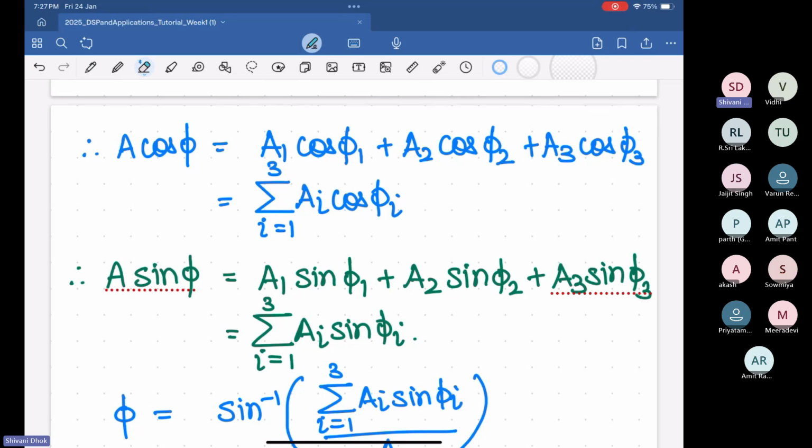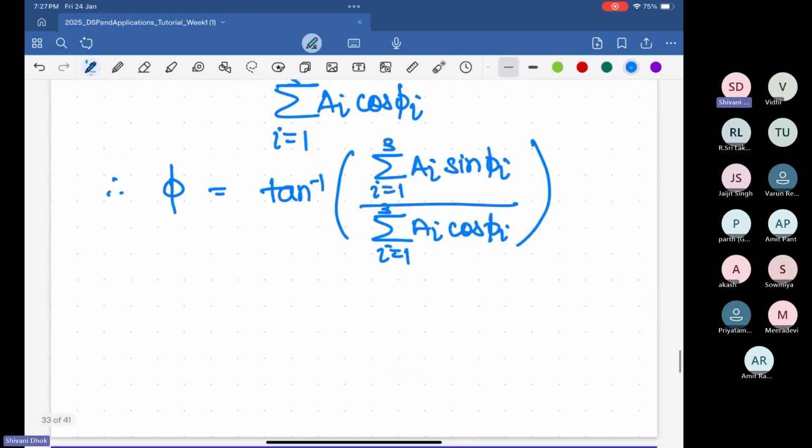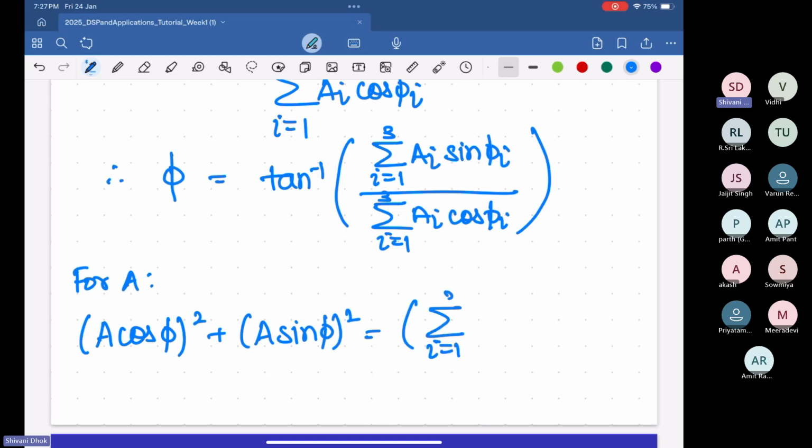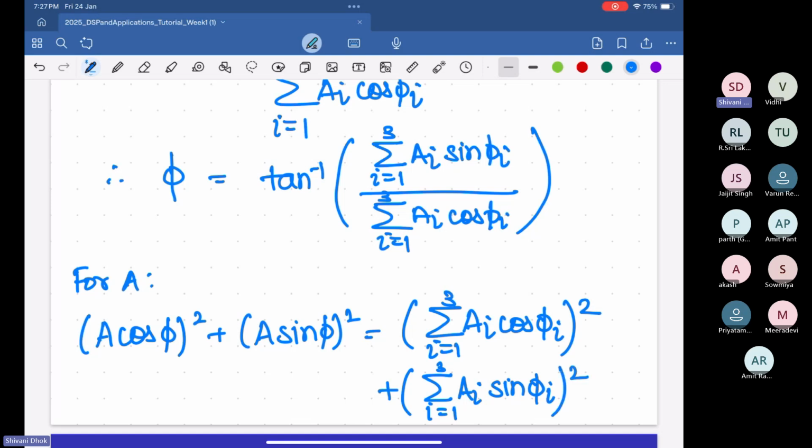However, we need to figure out how we will find the value of A. So for that, what we will do is add the square of this and the square of this. So for A, we will do (A cos phi) square plus (A sin phi) square, which is equal to summation i equal to 1 to 3 Ai cos phi i whole square plus summation i equal to 1 to 3 Ai sin phi i whole square.